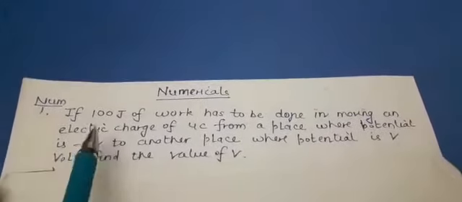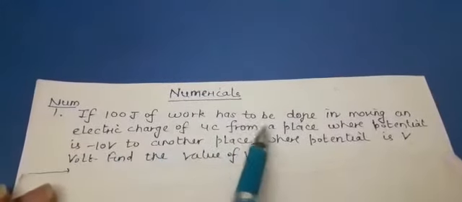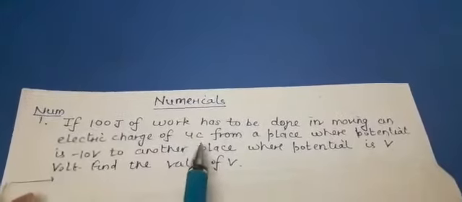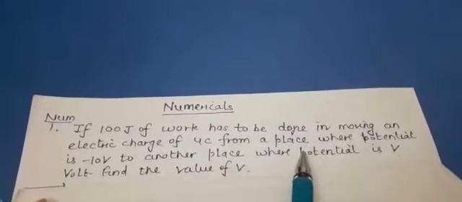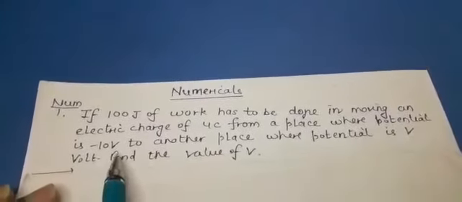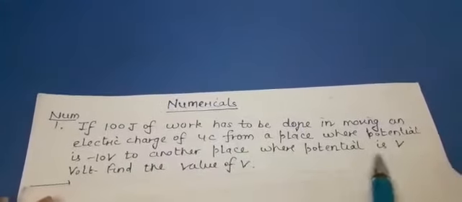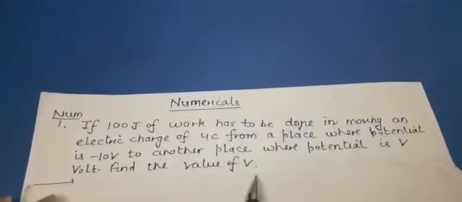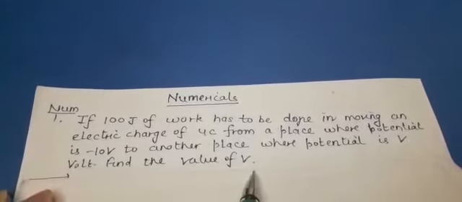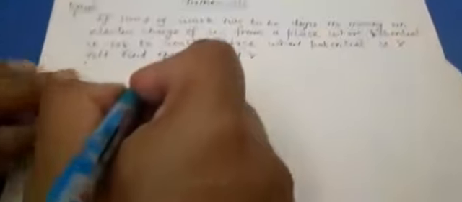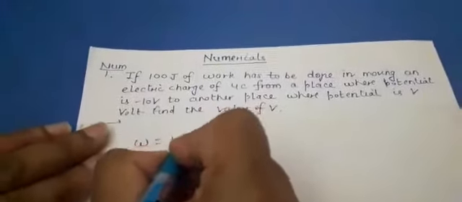If 100 joule of work has to be done in moving an electric charge of 4 coulomb from a place where potential is minus 10 volt to another place where potential is V volt, find the value of V. See, first of all, we have to understand how to proceed for a numerical. What is given here? 100 joule work. So work is given to be 100 joule.